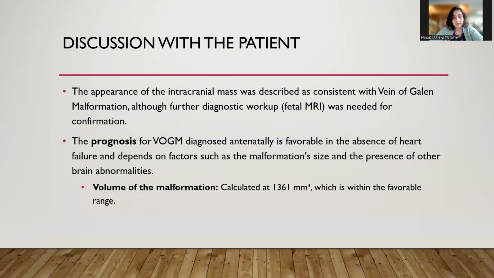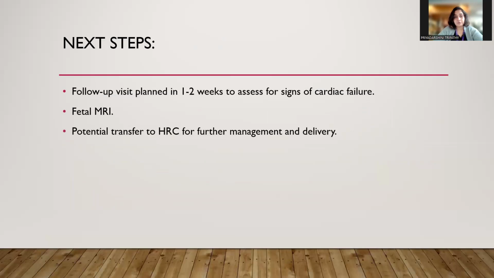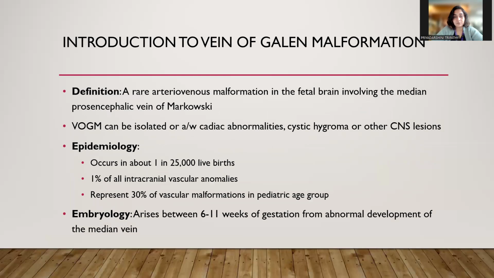The patient was properly counseled, and the prognosis was explained: the score was 13 out of 21, which is a very favorable range, and the baby didn't have any signs or symptoms of heart failure or any other neurological damage. Next, we booked an ultrasound in 2 weeks to assess the fetal cardiac condition. Fetal MRI was offered, and she was transferred to our high-risk clinic for management and discussion of delivery options.